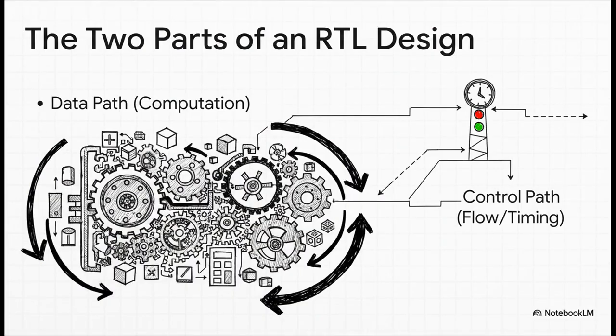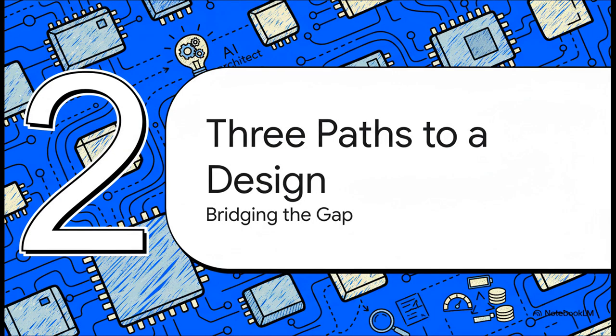And any RTL design really has 2 main parts. First, you've got the data path. This is where all the action happens. It's packed with the calculators, like adders and multipliers that do the actual math. And then you have the control path, which is kind of like the traffic cop. It's in charge of directing the flow of data, telling all those calculators what to do and exactly when to do it.